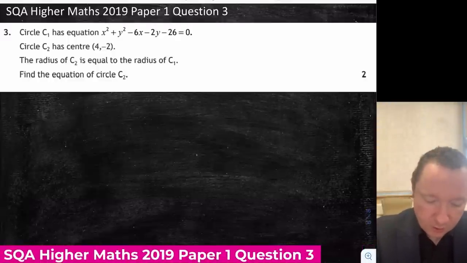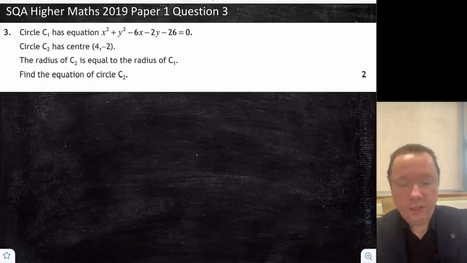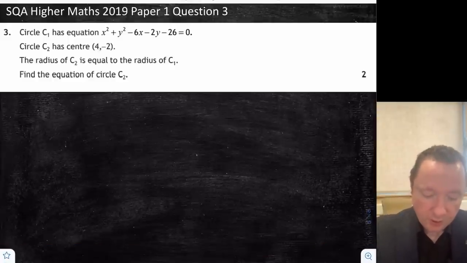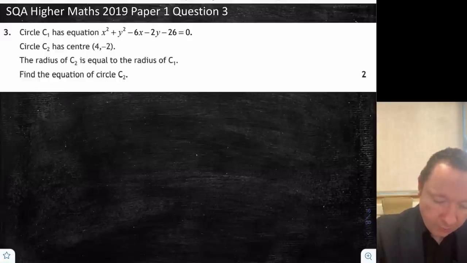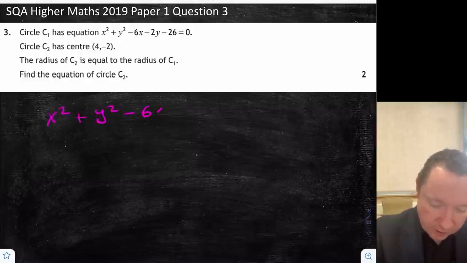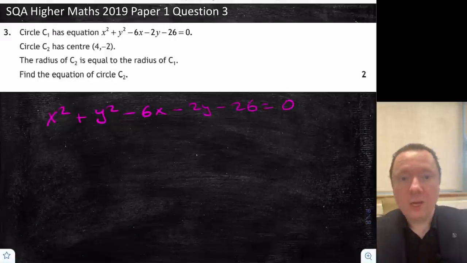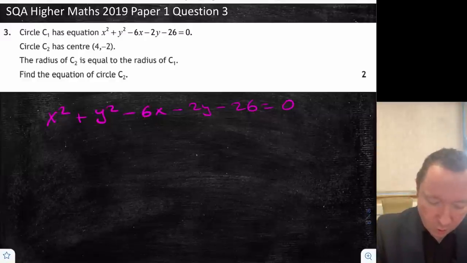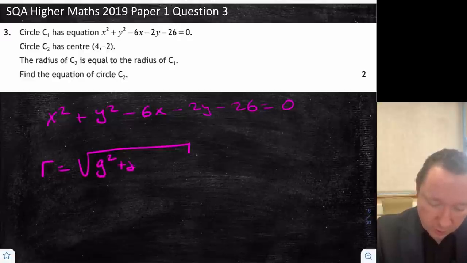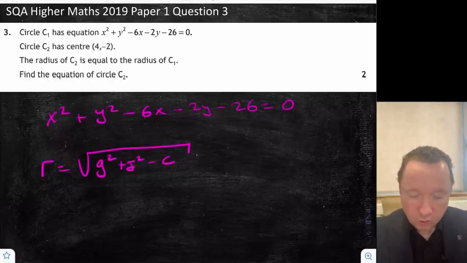Circle C1 has this equation and C2 has centre (4, -2). The radius of C2 is equal to the radius of C1. Find the equation of circle C2. So we have our equation up here: x squared plus y squared minus 2x minus 2y minus 26 equals 0. You're given the radius formula at the start of the exam paper. The radius is quoted as the square root of g squared plus f squared minus c. And your g and your f, well, this is called 2g and 2f.